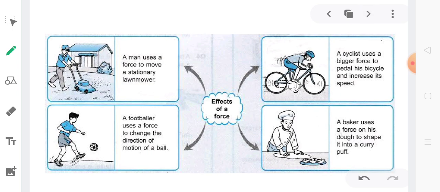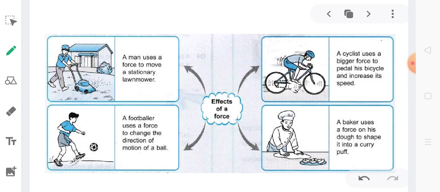Some more examples. A man uses a force to move a stationary lawn mower. A cyclist uses a bigger force to paddle his bicycle and increase its speed. Now, this is something that you all might be doing every day. Most of you might be using a bicycle to come from your home to school. And obviously, in the morning, you might be in a bit of a hurry, so sometimes you paddle faster to reach your destination in less time. Obviously you should not do it. You should take some time and then reach your destination. But still, sometimes we apply a bigger force on the paddle so that it increases its speed.